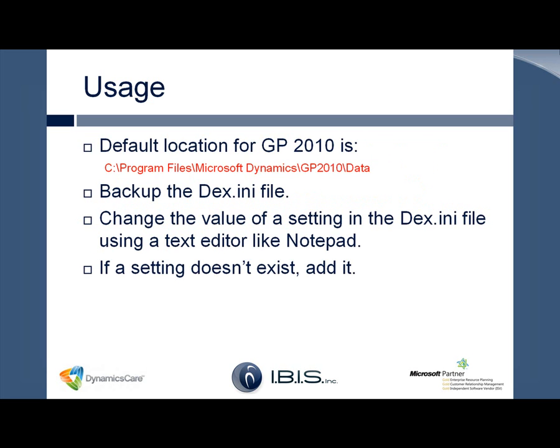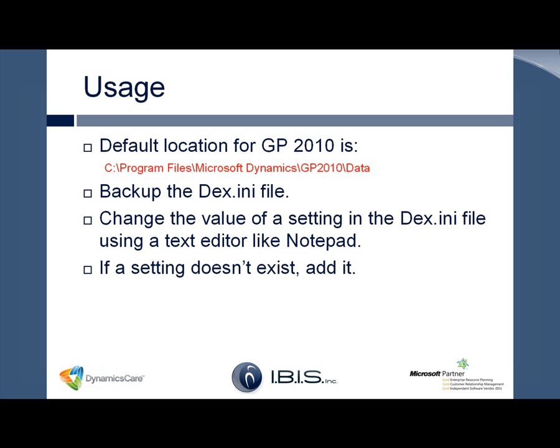All right, so how do we mess with the DEX.ini file? The default location for GP 2010 is in C, Program Files, Microsoft Dynamics, GP 2010. The key is that it's in the Data folder. In GP 10, it is in the Data folder, and in previous installs, it is in the base GP folder. It's not in the Data folder.